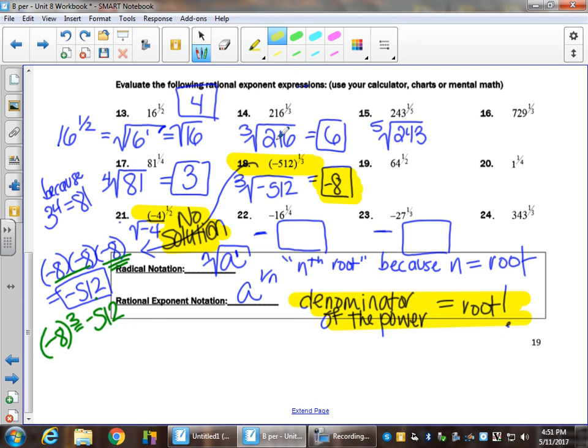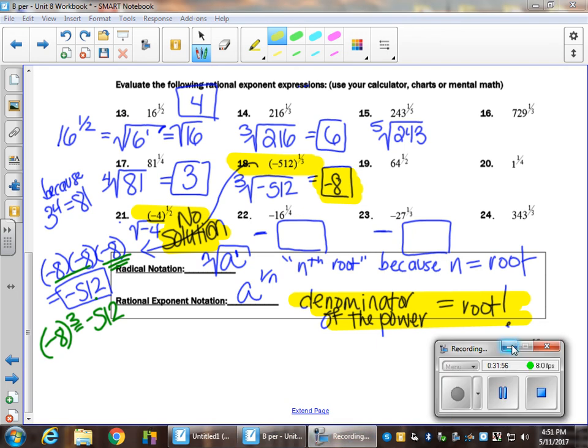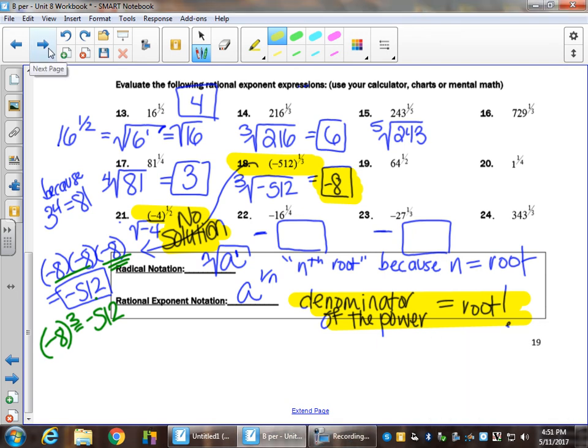So running through a couple just one more time, look where I'm pointing. Square root, third root, fifth root, third root, fourth root. In all of these, my eye immediately goes to the denominator first because that is my root. Okay.